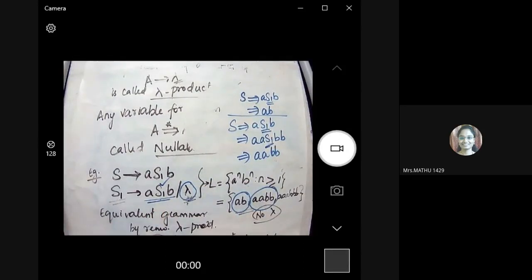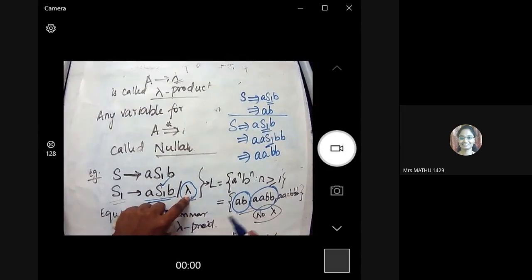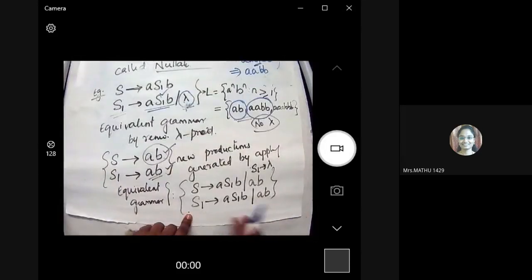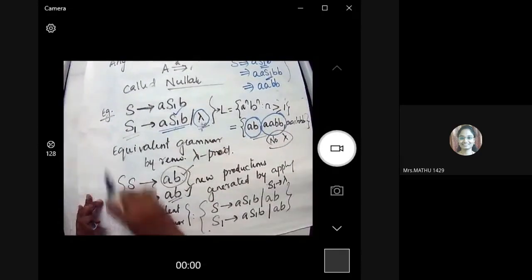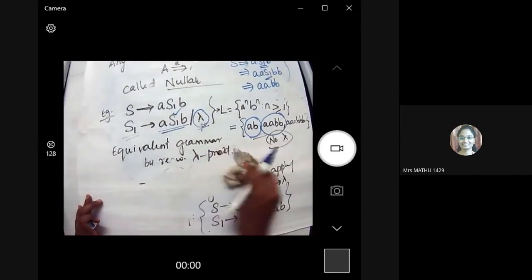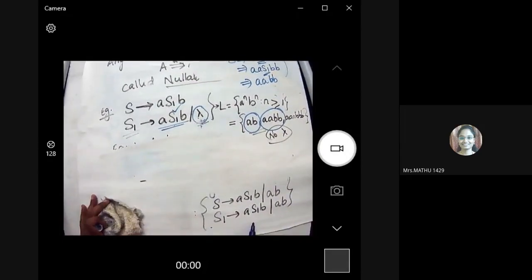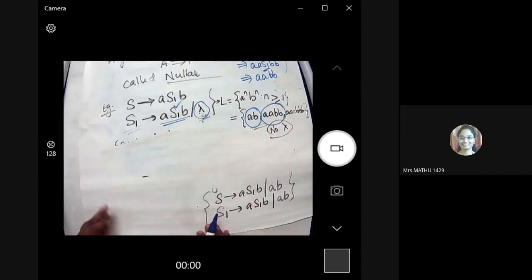Now I want to remove this lambda production. If I want to remove this lambda production, then equivalently some other production has to be added into this grammar. Only then will you be able to generate whatever you require for this language. For example, this is the equivalent grammar we have generated. Now you try with this new grammar to get this language.